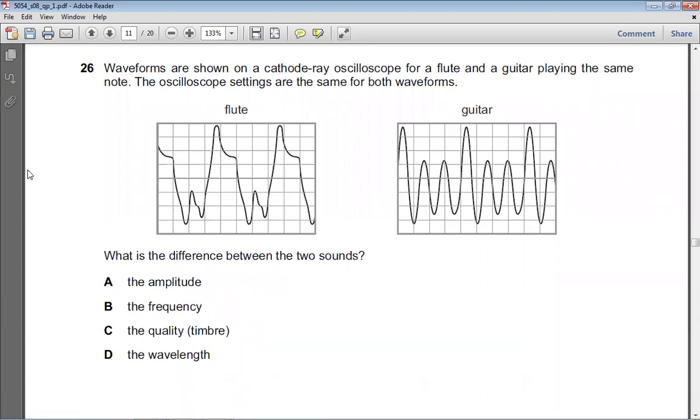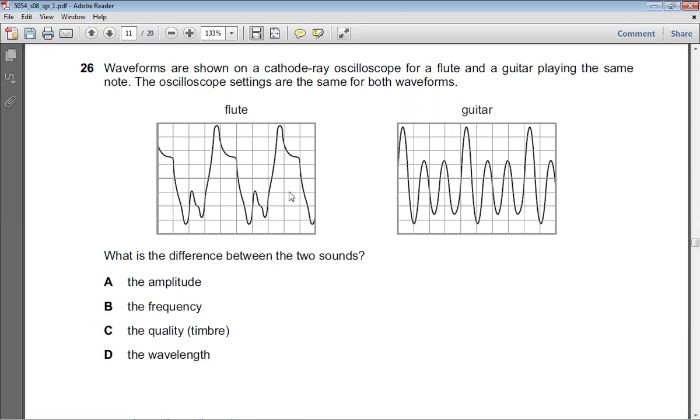Waveforms are shown on a cathode ray oscilloscope for a flute and a guitar playing the same note. The oscilloscope settings are the same for both waveforms. What is the difference between the two sounds? You can see that if you calculate the time period, both waves have the same time period. So it means they have the same frequency. And you can also see from the mean position how high they have gone, so they have the same amplitude. The only difference between them is the basic shape of the sound wave.